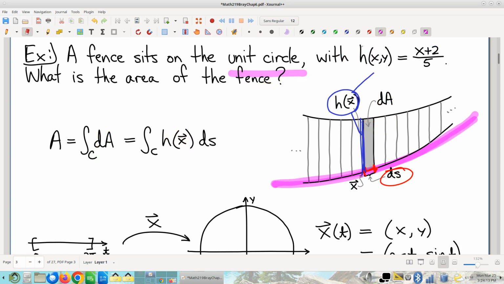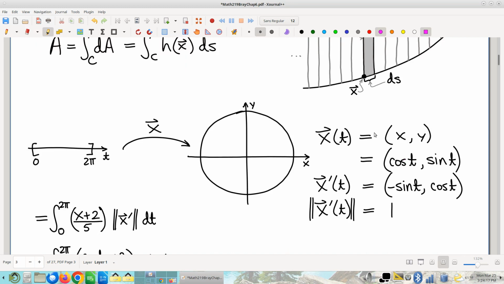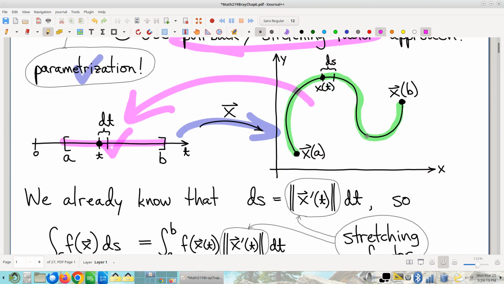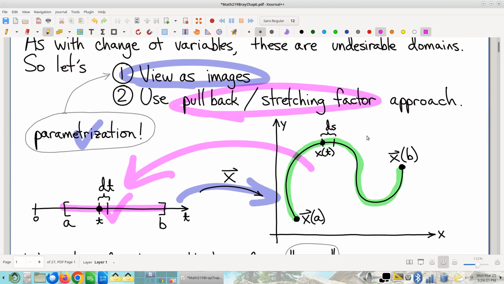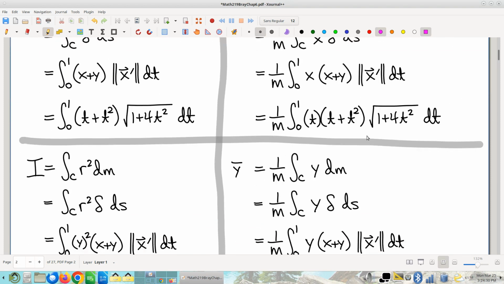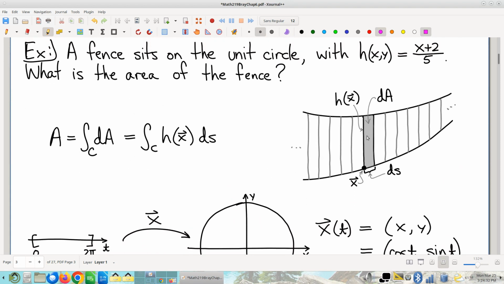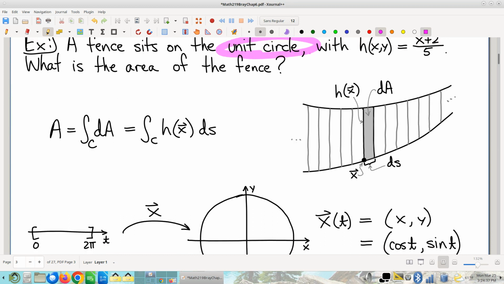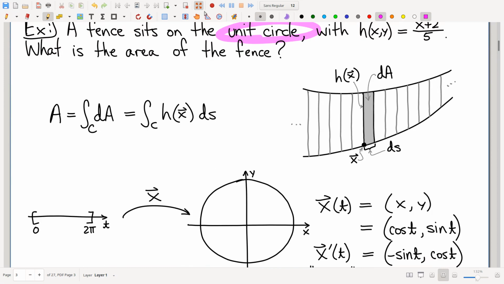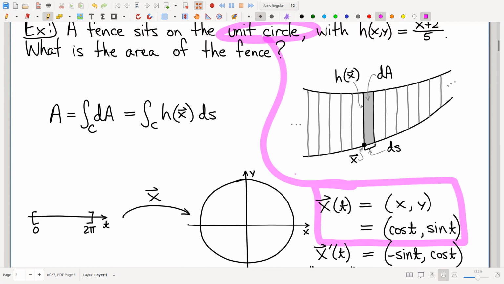Okay, so how do we compute this? Well, as we just discussed, the way you deal with an undesirable integral on a curve is you parameterize it and then you pull back. Okay, so step one being parameterize. So I'm going to have to parameterize my curve. My curve, of course, is a unit circle. And good news, parameterizing the unit circle is pretty straightforward. We've done that a million times, so there you go.